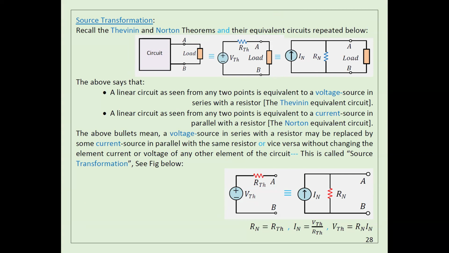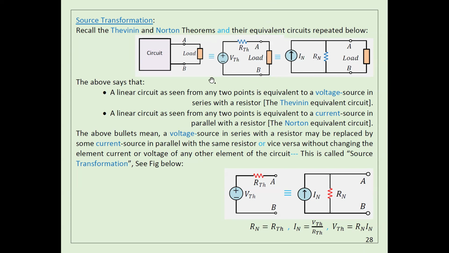Or the opposite. Maybe the circuit I have has a current source, but if I know a way to convert this current source to an equivalent voltage source, this may make the calculation easier. Yes, okay? That's exactly what we're doing right now. So forget Thevenin or Norton. I just used Thevenin and Norton to prove to you that if you have a voltage source connected to a resistance, I can transform it to an equivalent current source and a resistor, or the opposite. How? I'm going to tell you how.